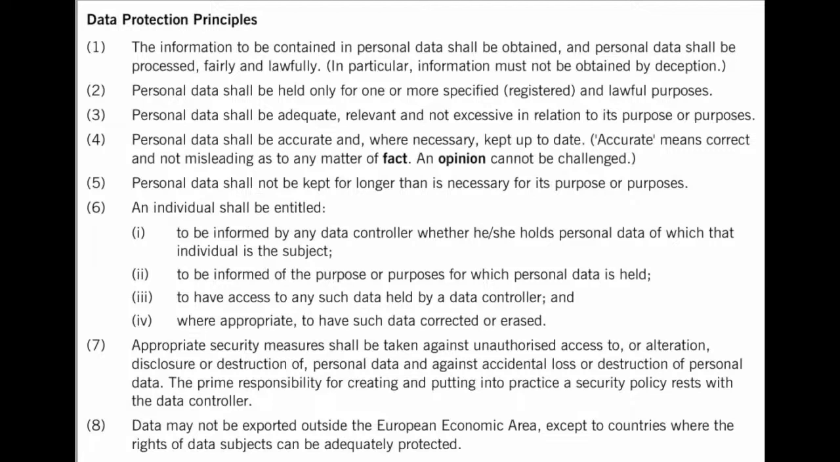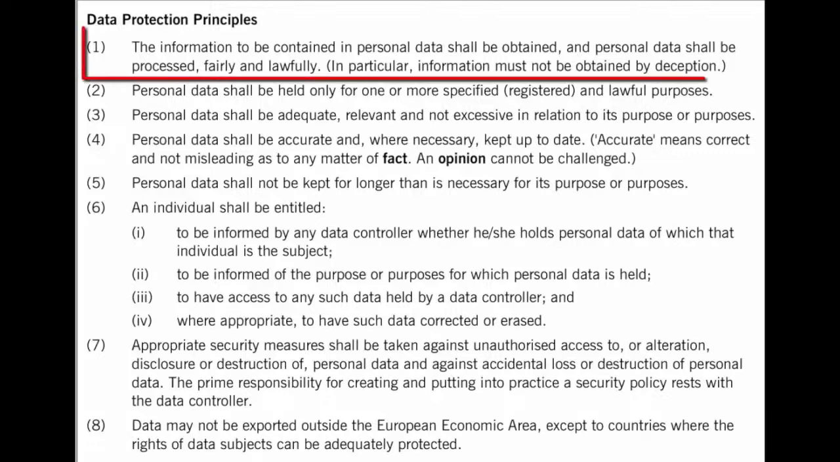The data protection principles serve as the backbone of data protection legislation, ensuring that personal data is collected, stored, and used responsibly and securely. Here is a breakdown of each principle, along with detailed explanations and real-world examples to help clarify how each one plays a crucial role in protecting individual rights.